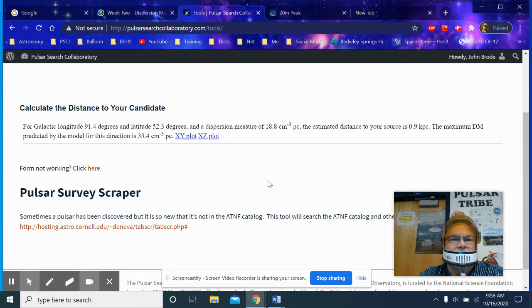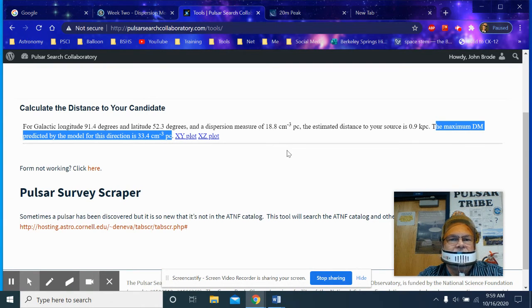And what we need out of this information is what's in this last sentence. What this is saying is if we pointed our telescope in the directions that we typed in, the coordinates we typed in, the maximum DM for that direction for this data is 33.4. Don't worry about the units. So I would need to write that number down, 33.4. These numbers you'll have to type in the Word document. If that doesn't work, just type it like you would send me a bell ringer.